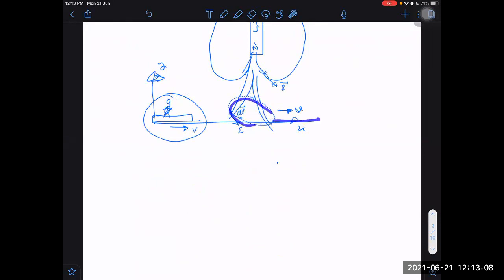Because the loop is moving in space, definitely the magnetic field lines through it will not remain the same. The magnet is stationary, so the magnetic field lines will be stationary. But we are moving. If we are moving, then what will happen? The flux will change or not? Tell me. Yes, sir, the flux will change. So as the flux is changing, because of the rate of change of flux, there will be an EMF induced. And what would be the value of that EMF?